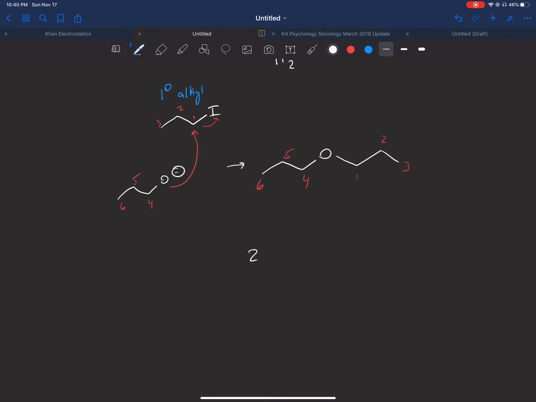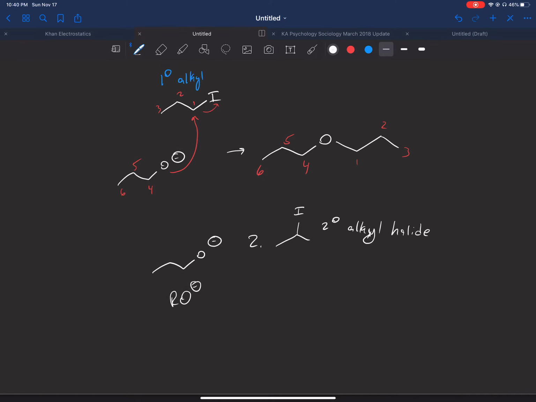How about if I used, as step 2, the same deprotonated alcohol and something like this, a secondary alkyl halide? If you remember, RO minus is a good nucleophile, but also a good base. So when we have a secondary alkyl halide, we're competing with E2. Rather than forming an ether, we may get E2. What could happen is this takes the hydrogen, the electrons go with this, and that comes up, and now we get this. So it's really methyls and primary alkyl halides that you want to use.